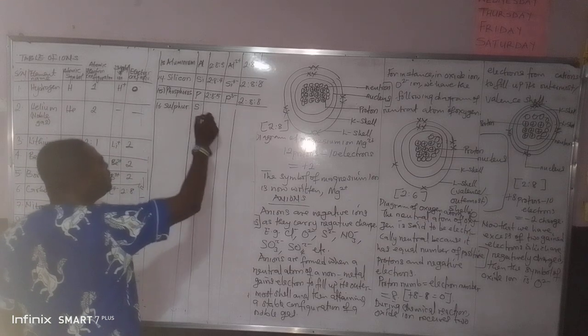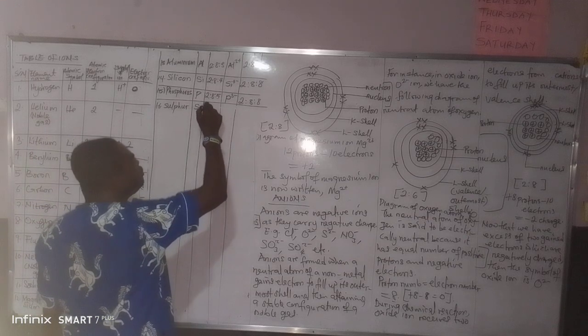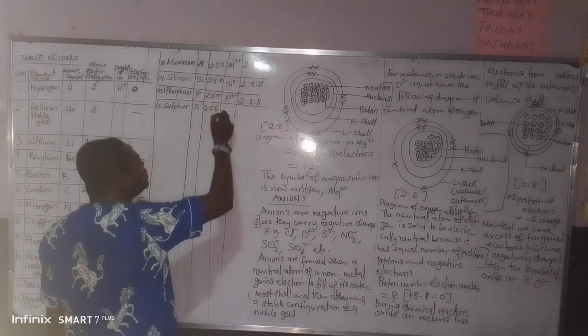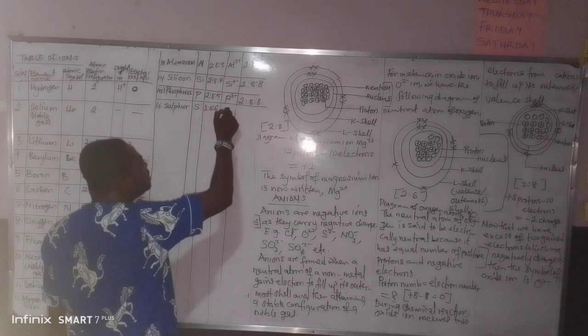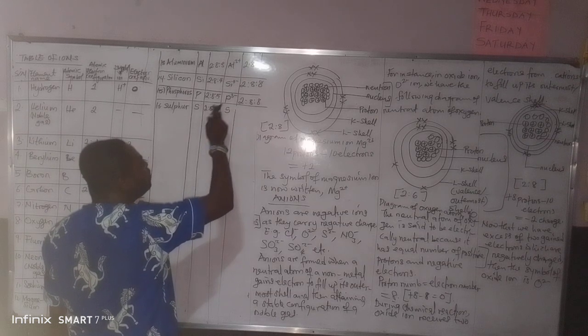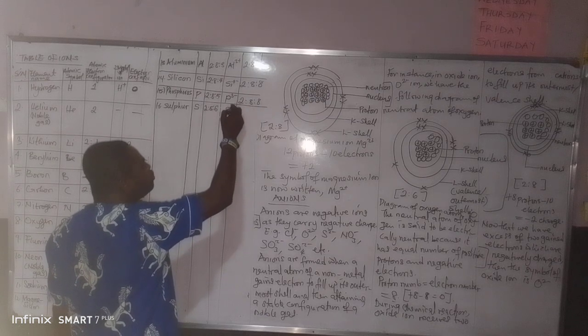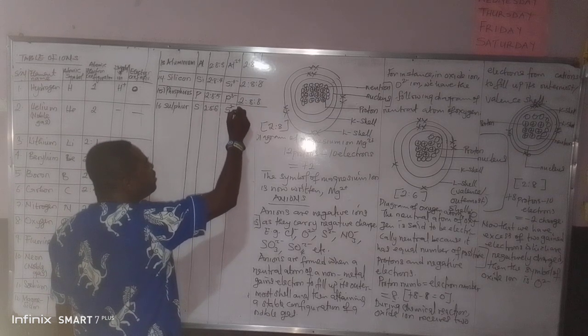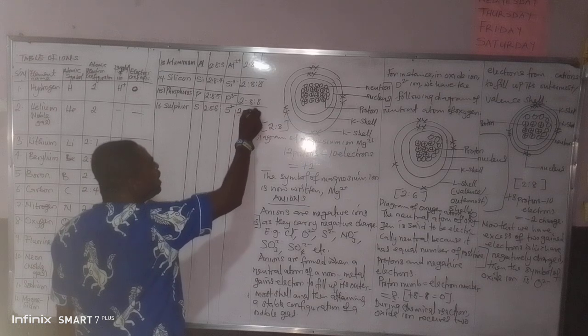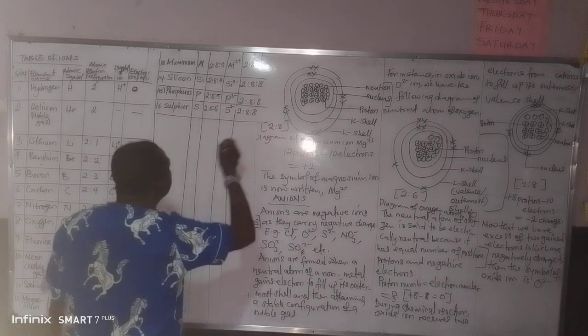So then the next one, number 16, is sulfur, S. Then the configuration is 2,8,6. So sulfur S, then take this 6 away from 8, you have 2. Put the 2 here and put minus. Configuration is now 2,8,8. That is argon, looking like argon.